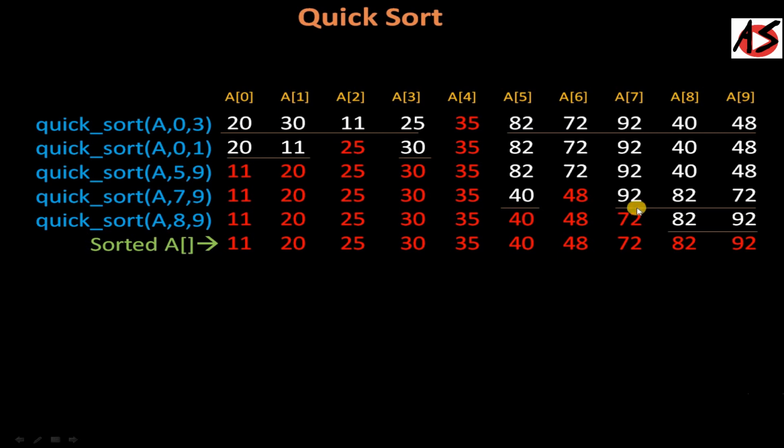So now you are getting 72 on its final position, and then you have a last call from 8 to 9, and in that you apply the partition method, and there is no requirement of any swap here. So at last you are getting the entire list sorted.